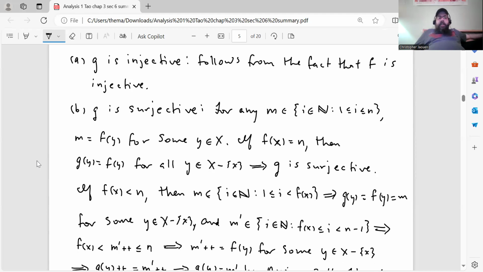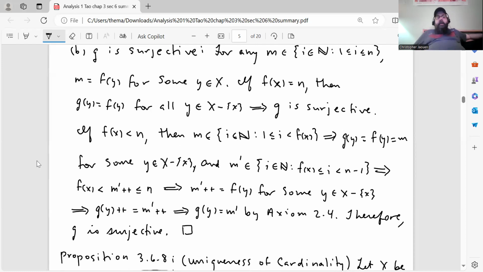If f of x equals N, then g of y equals f of y for all y in the set X minus the singleton set containing x, which implies that g is surjective. So that's the first case. Then the second case would be if f of x is less than N. Then if m is an element of the set of all i in N such that 1 is less than or equal to i is less than f of x, that implies g of y equals f of y equals m for some y in the set X minus the singleton set {x}, and m prime, an element of the set i in N for which f of x is less than or equal to i less than N minus 1.